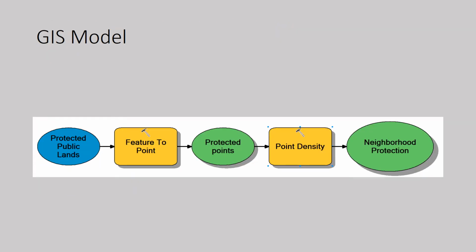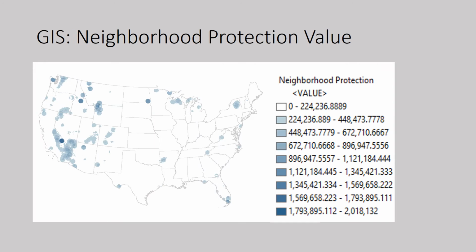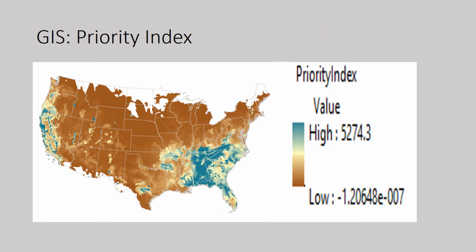In order to replicate Jenkins' findings, I constructed a GIS model consisting of the layer protected public lands, then running feature to point to construct protected points, then using centroids through point density created neighborhood protection, which displays where U.S. land is protected. That model produced density protection values that primarily appeared in the West. Jenkins' priority index that I replicated shows an emphasis of protection in the Southeast and California.